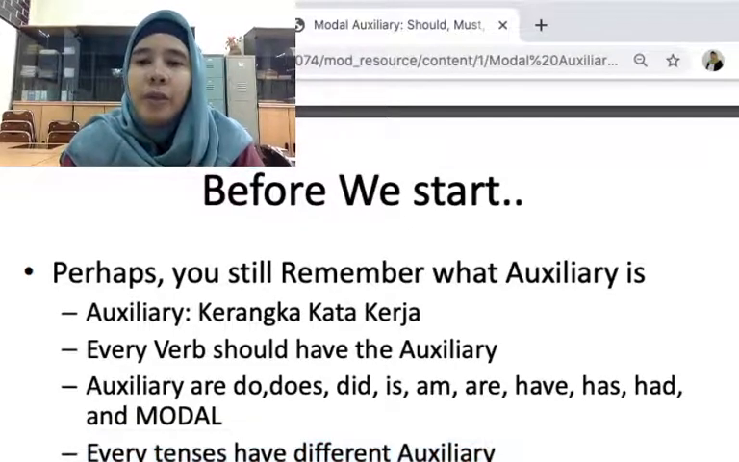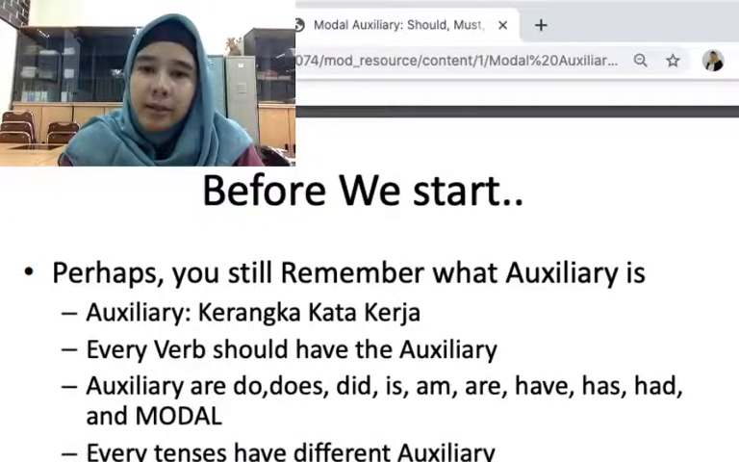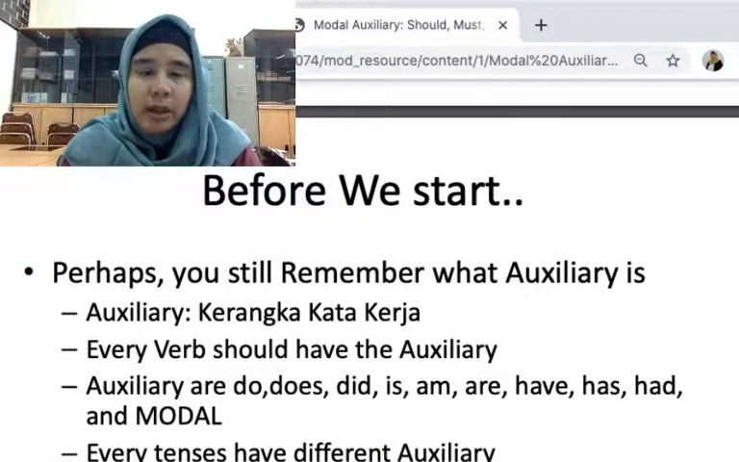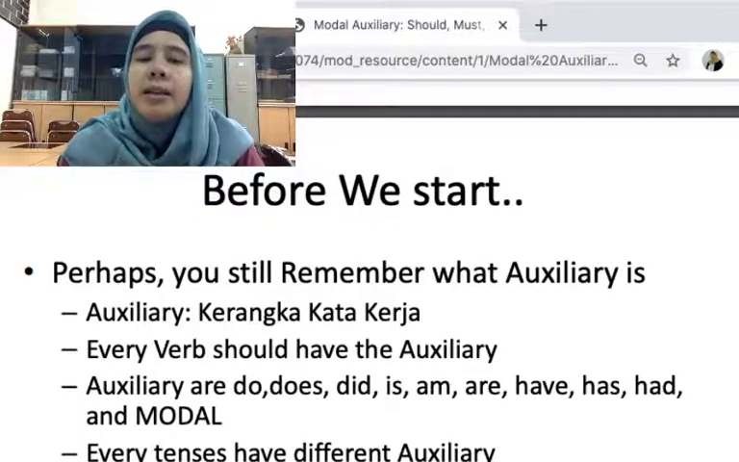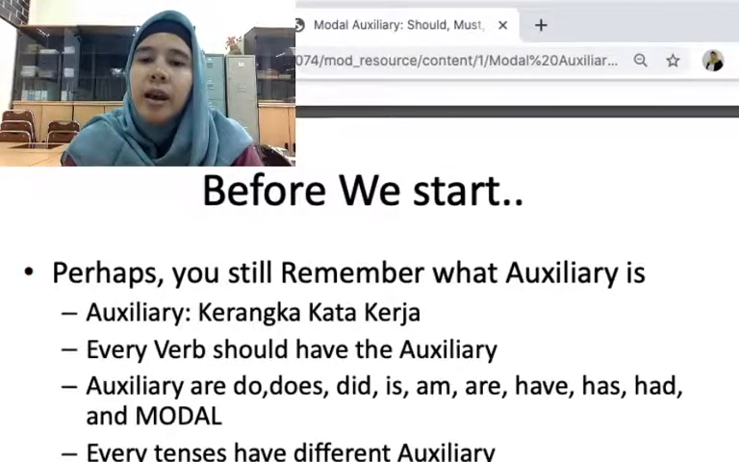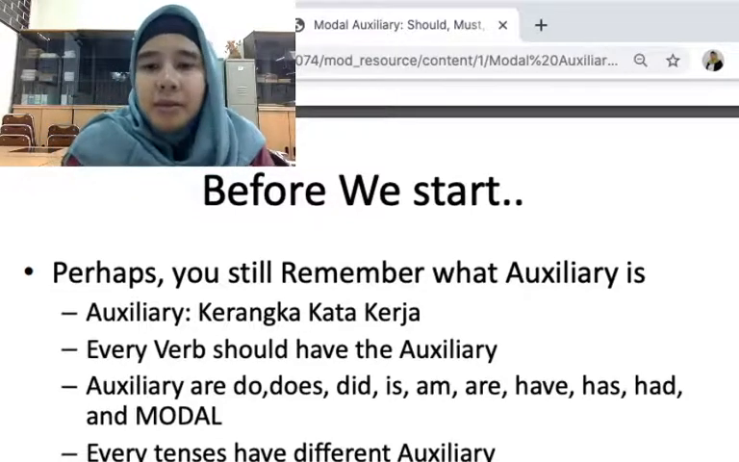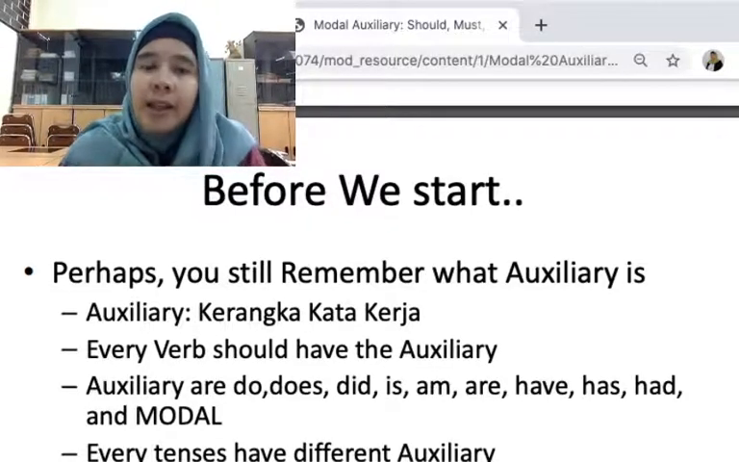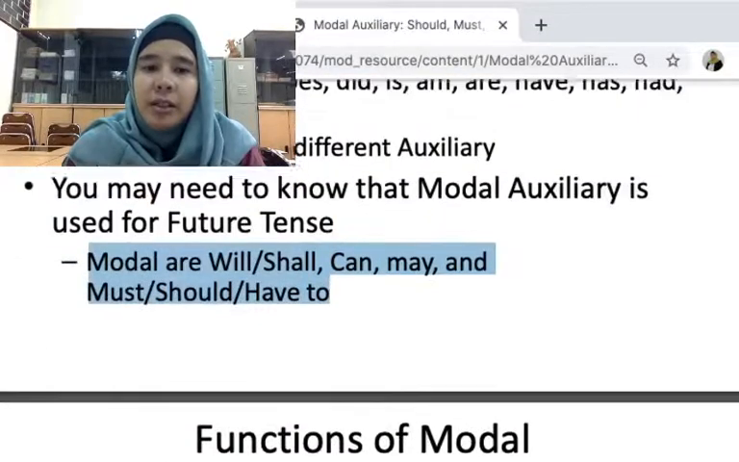Because we are talking about the modal auxiliary: modal auxiliary is used for the future tense. Biasanya digunakan untuk tenses future. Every kind of future usually uses a modal auxiliary. What is the shape? The auxiliaries for future tense are will, shall, can, may, must, should, and have to. And each of them has their own different meaning, and because of that, they also have different functions.